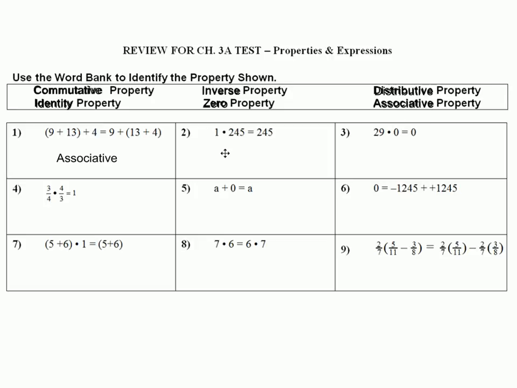Number two is the identity property. It's actually the multiplicative identity property, which basically means if I multiply any number by 1, I'm going to get that same number again. So talking about identity staying the same. Number 3 is the zero property. Any number times 0 is going to be 0.